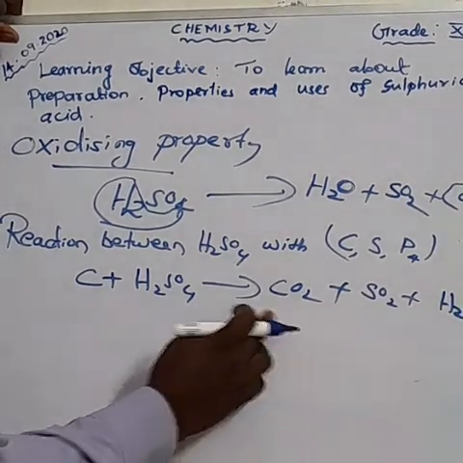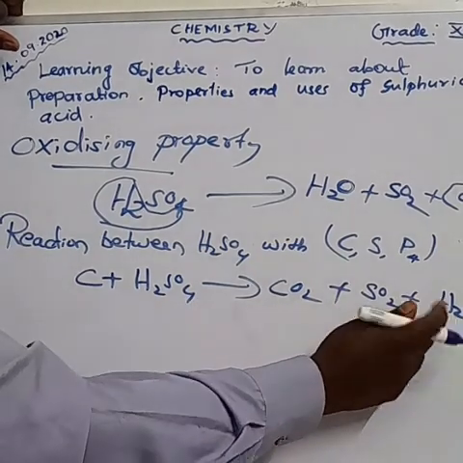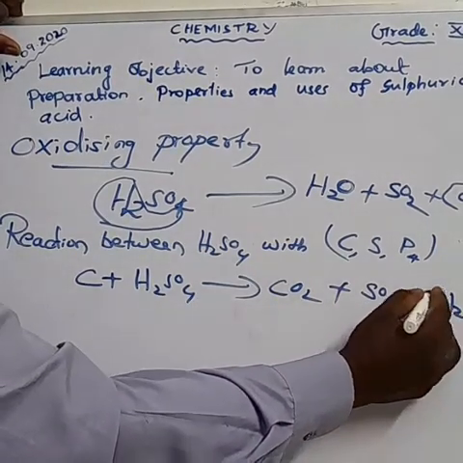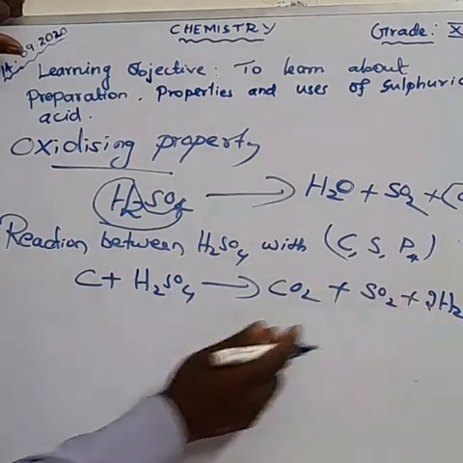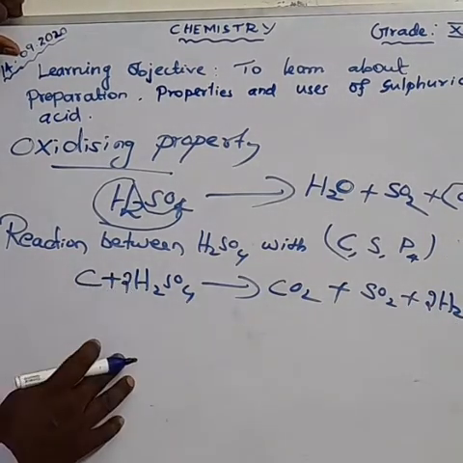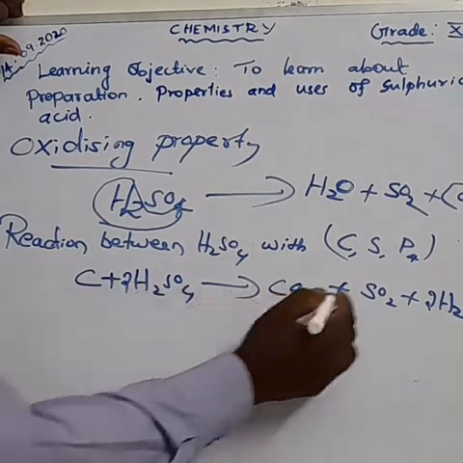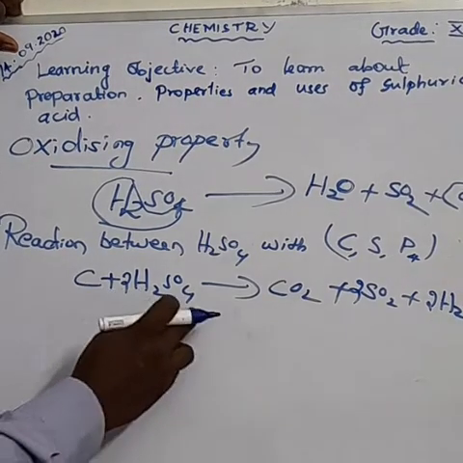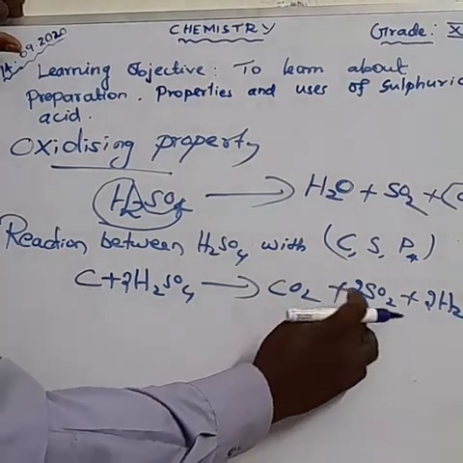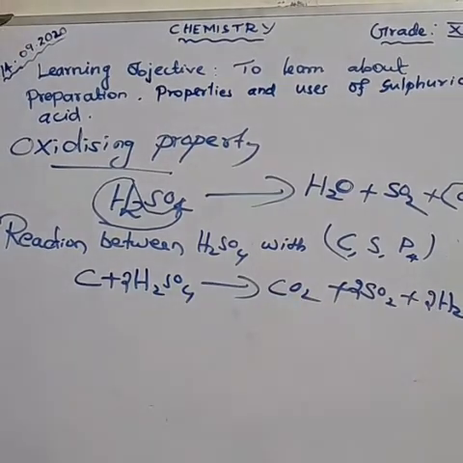Now, here in the reaction, oxygen on the left is 4 and on the right there is only a single oxygen in water, so make it 2 here. How much hydrogen is there? 2 twos are 4, so make it 2 here. Now how much sulfur is there? 2 sulfur. Now balance oxygen. Here how much oxygen is there? 8 oxygen. 2 twos are 4, 4 plus 2 is 6, 6 plus 2 is 8. Now the equation is balanced.